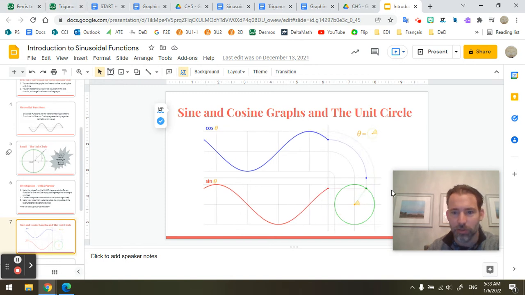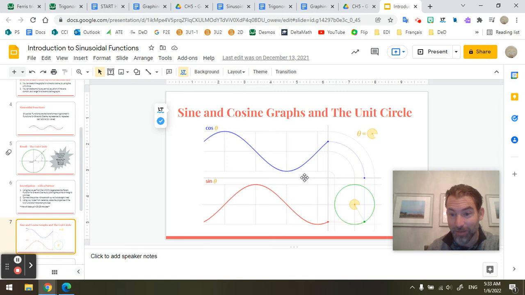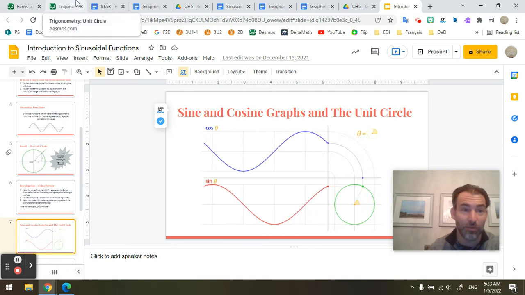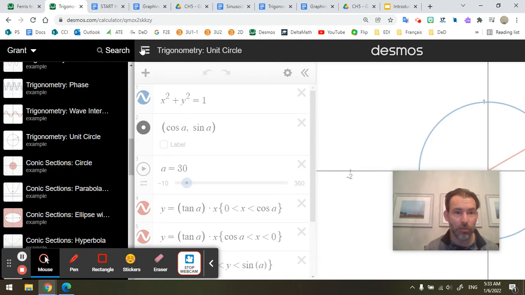If we look over here, here's the unit circle, and it goes around, and it determines the values of sine and cosine. But this is pretty weird. Let's take a look at it over here in the unit circle here on Desmos. This is a graph that you can access by going to Desmos. You click on this tab. Oh, yeah, that's right.